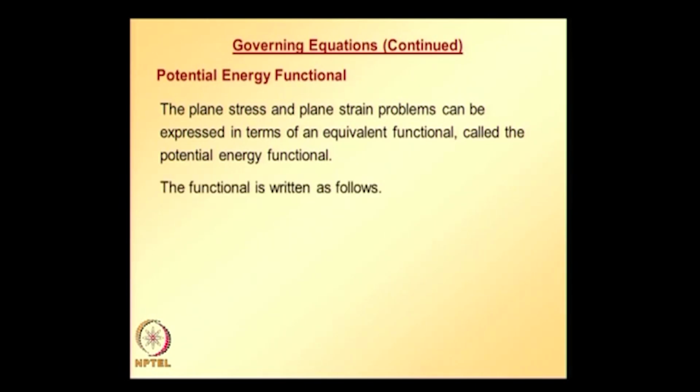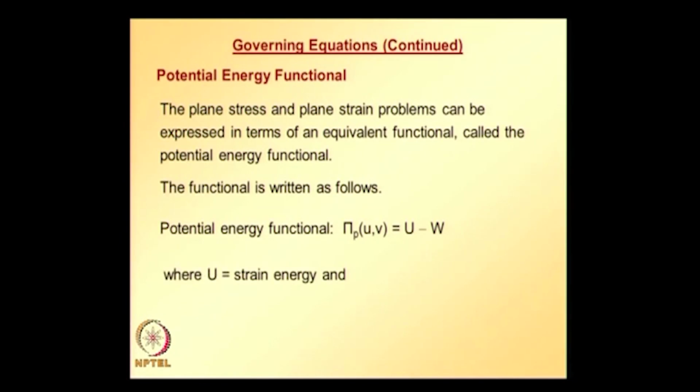and the functional is written as follows: pi, this functional is going to be a function of displacement in the x direction and displacement in the y direction, and this functional is denoted with the letter pi. Potential energy functional is equal to U minus W, where U is nothing but strain energy and W is work done by the applied forces.